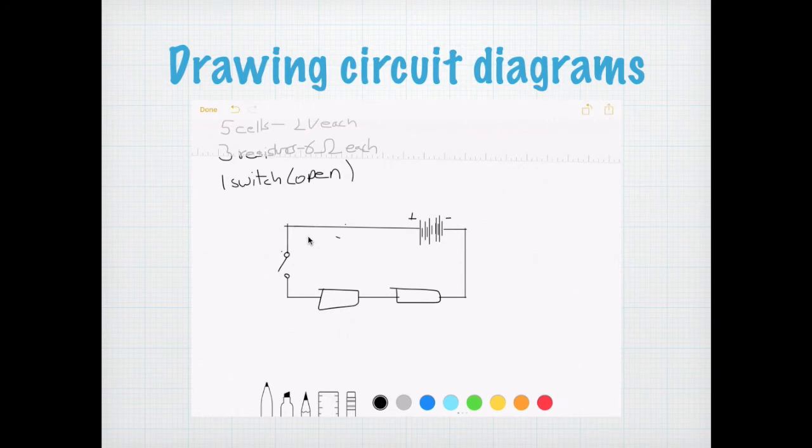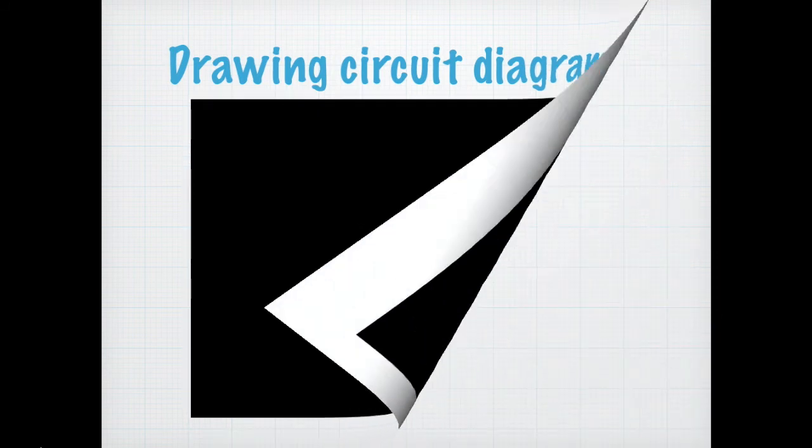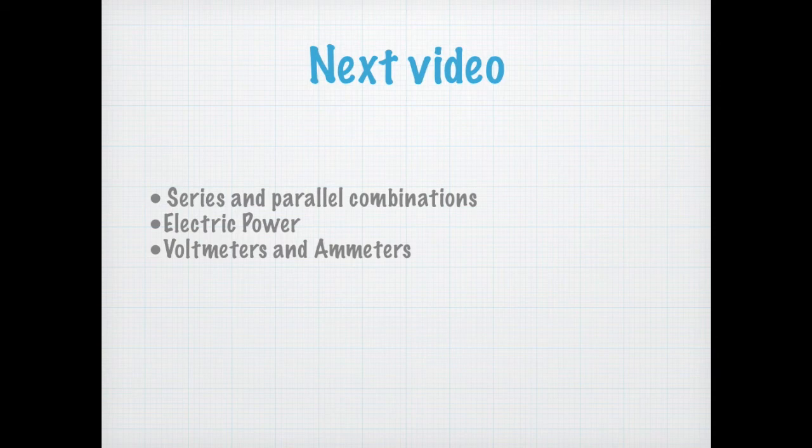I'm sorry I forgot to put in the values when I was drawing the circuit diagram. So when you draw a circuit diagram, just put in the values like I did in my preview diagram. Now moving on to what we're going to do in the next part of the series. We are going to learn about series and parallel combinations, voltmeters and ammeters, and about electric power.